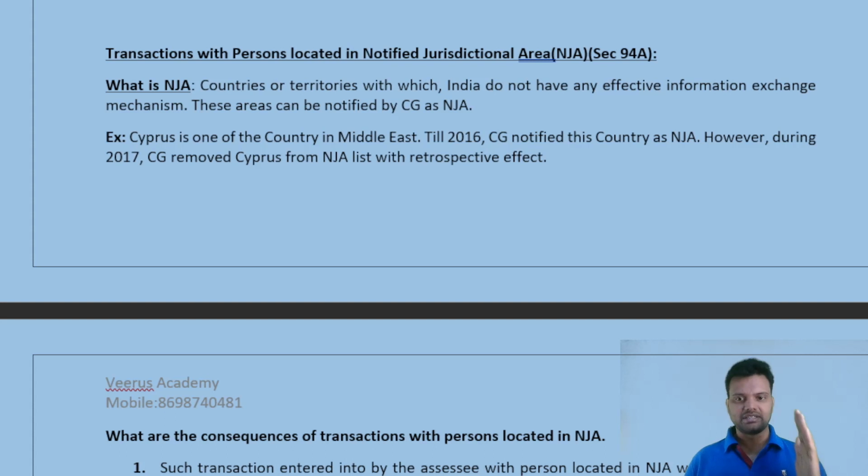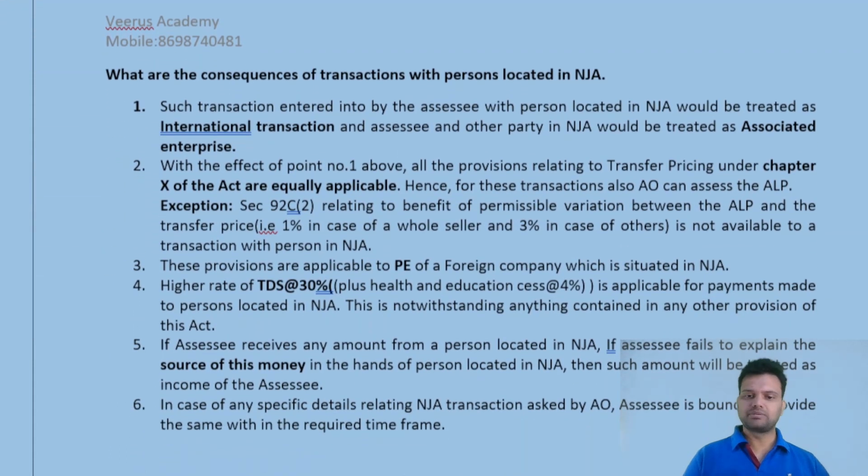So till early 2017, this country was notified as a notified jurisdictional area. That means they were not cooperating, not giving the information to the Indian government. So in 2017, after complying with the conditions, they gave a retrospective amendment and removed this country from the notified jurisdictional area. Now Cyprus is not in NJA. This is just to give you an example. So if I make a transaction with NJA, what are the consequences? That was given in detail under this provision, section 94A.